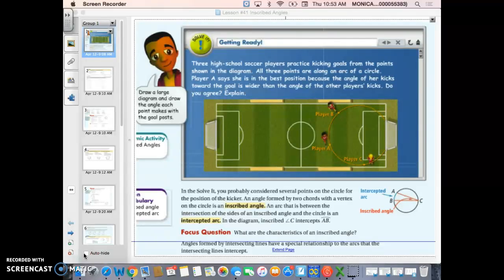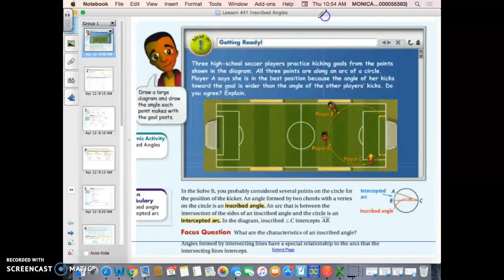So the difference between a central angle and an inscribed angle is where the vertex is. For a central angle, the vertex is in the center of the circle. So there's the center of the circle, and this is what we call a central angle. And remember, it is congruent to its arc, okay? And now we're going to talk about an inscribed angle.